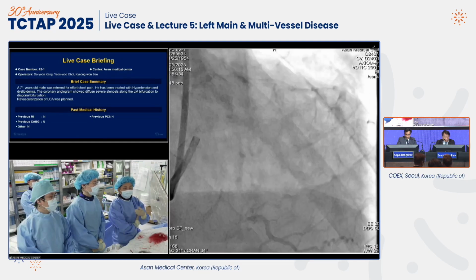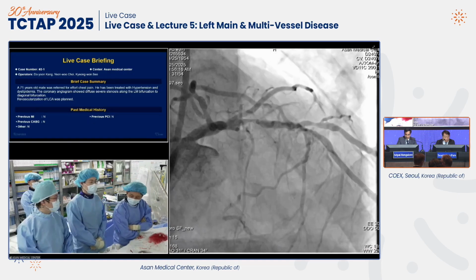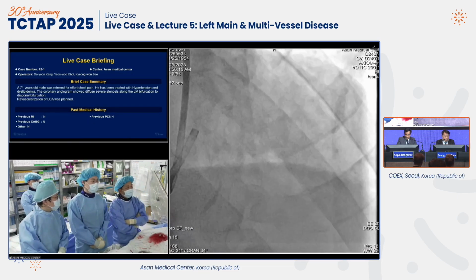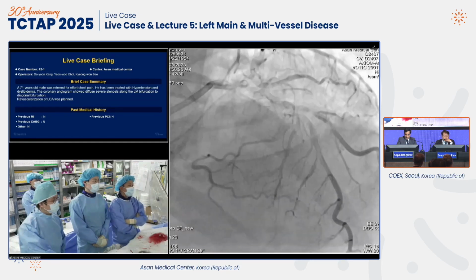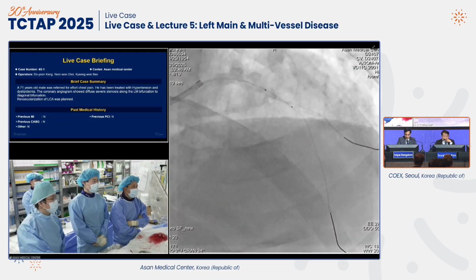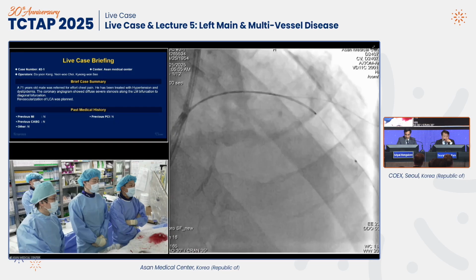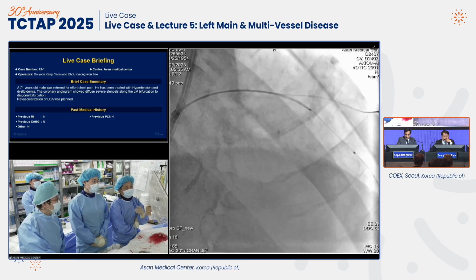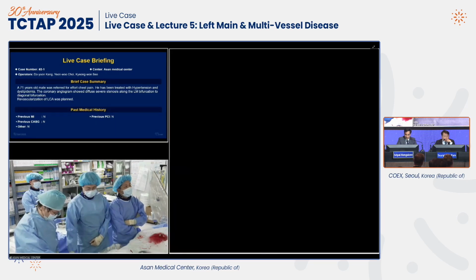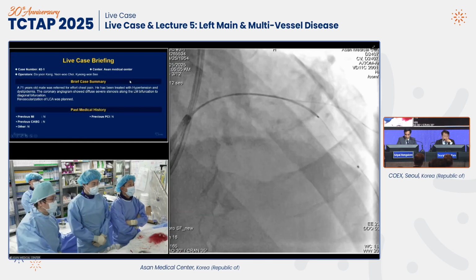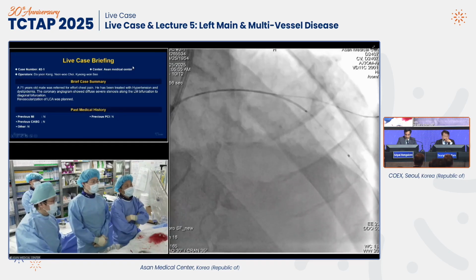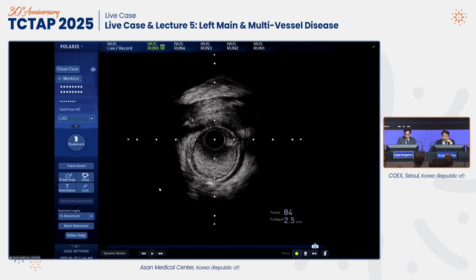We progressed a bit, and we wired into the LAD and diagonal. After wiring into the LAD, there was sluggish flow, so I applied a small 2.5 compliant balloon, and then checked the IVUS. Good. Can you please show me the LAD IVUS?